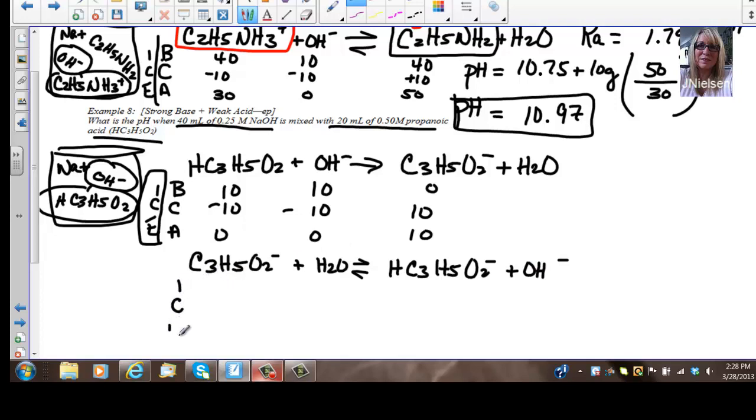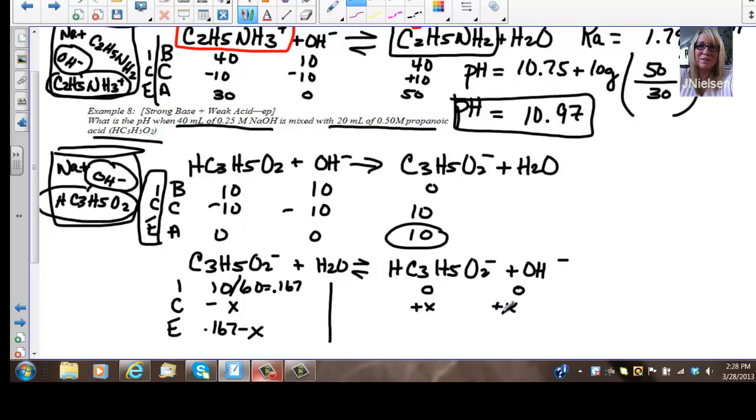So now we have to do an ice table. We need true molarities. So we have 10 millimoles, which we just figured out was what was left afterwards. Our total volume is 40 plus 20, so it's going to be 10 divided by 60, which is going to be equal to 0.167. We don't have to worry about water. This is going to be minus x, 0.167 minus x. This initially is going to be 0, plus x, x, and x.